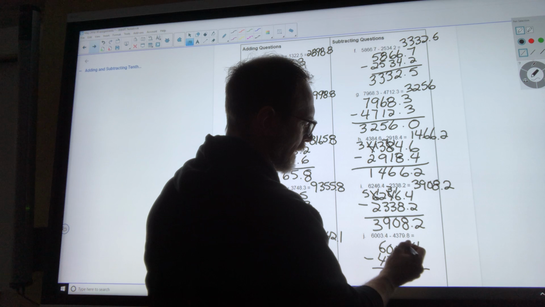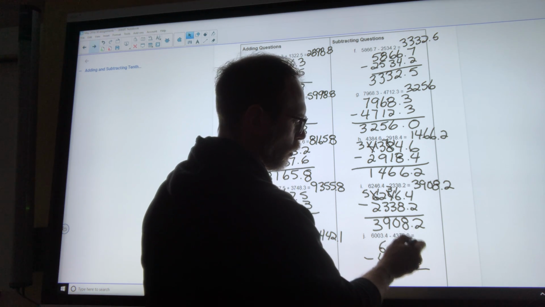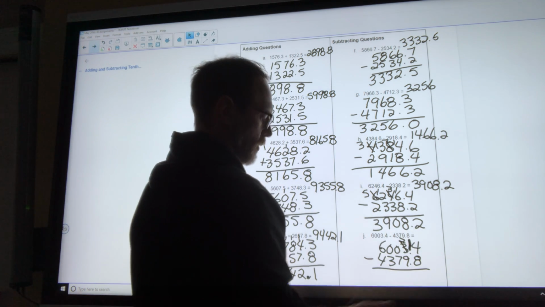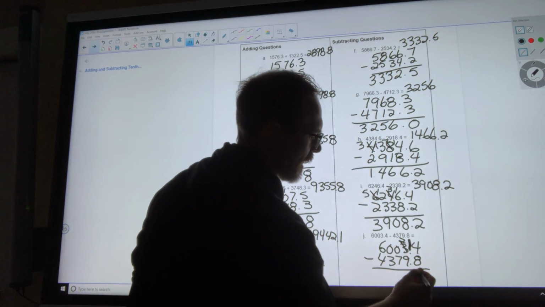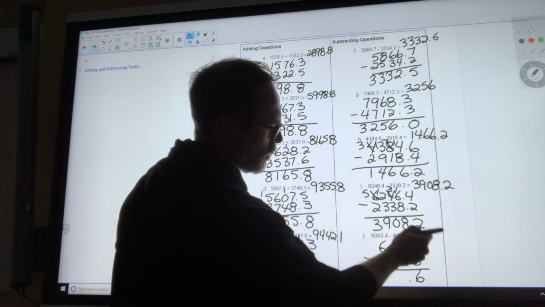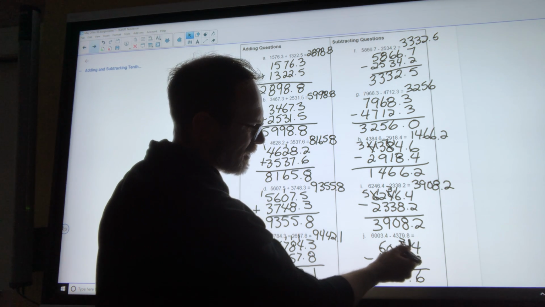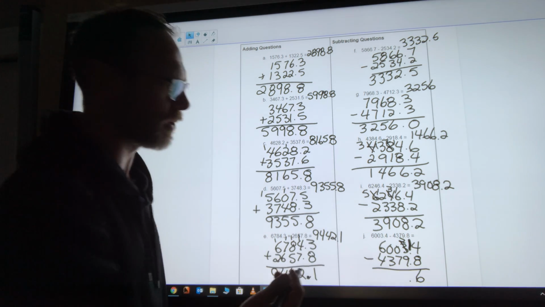So I have 4 minus 8 in the tenths, so I'm going to borrow. I'm going to take a 1 from the ones place, put it to the tenths place. So the tenths is now 14. 14 minus 8 is 6. Now I have 2 minus 9 in the ones place. I can't do that without borrowing, but I have a 0 here and a 0 here. So I'm going to have to change my numbers.